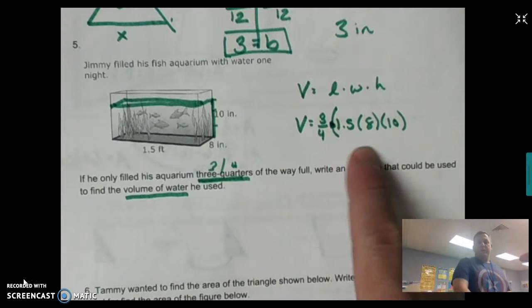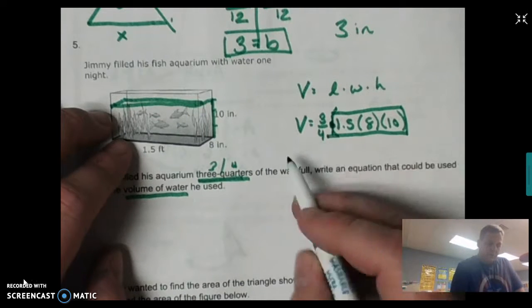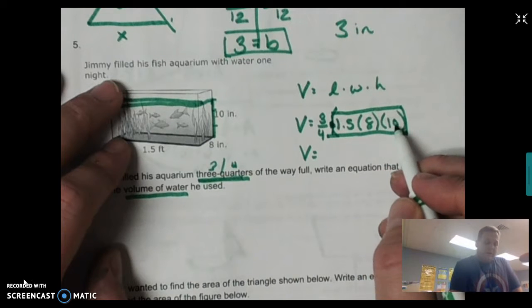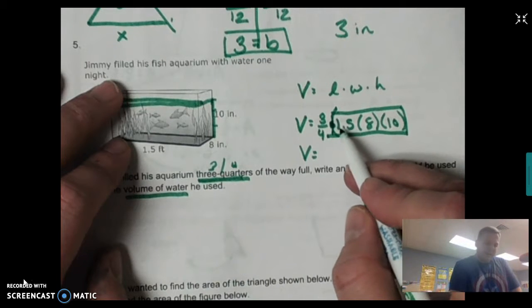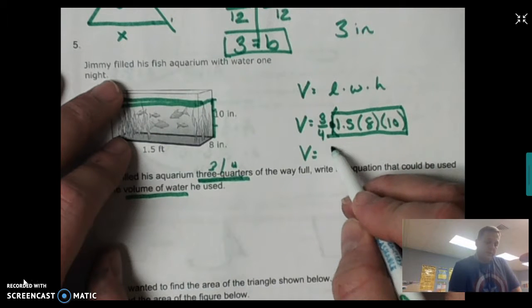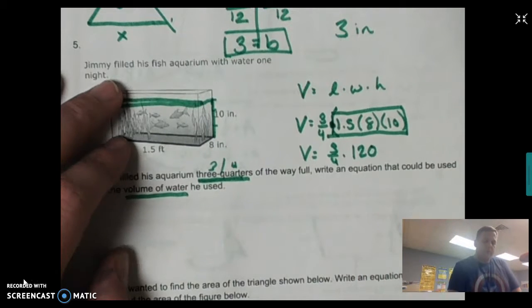I would go ahead and do this part first, just because we know how to do it. We know how to find the volume. The volume equals 80. 8 times 10 is 80. 80 times 1 is 80. 80 times a half is 40. So it is 3/4 times 120.